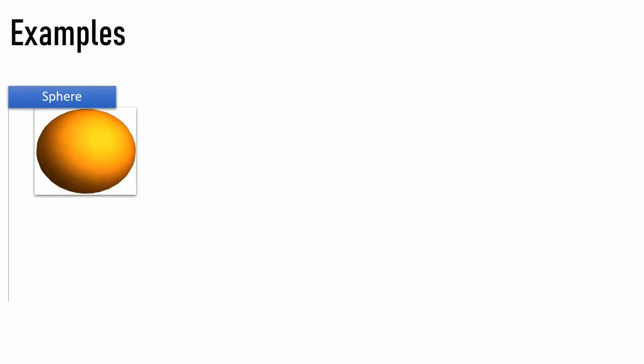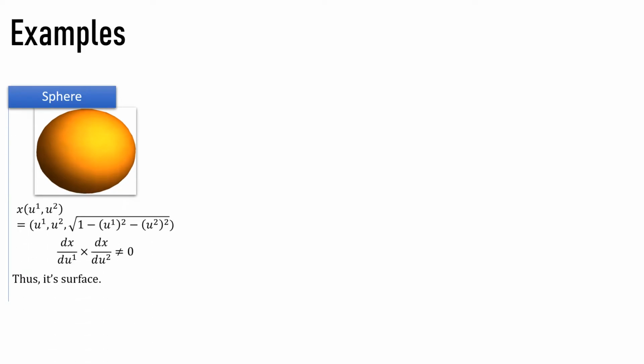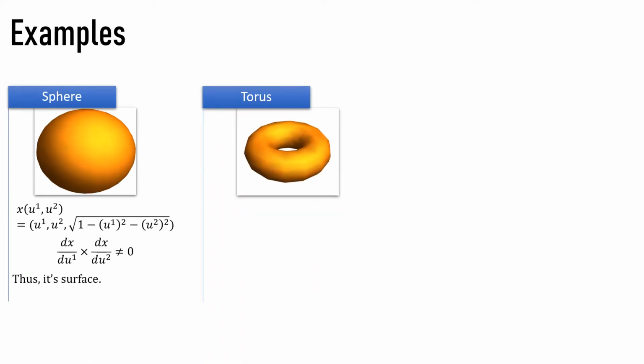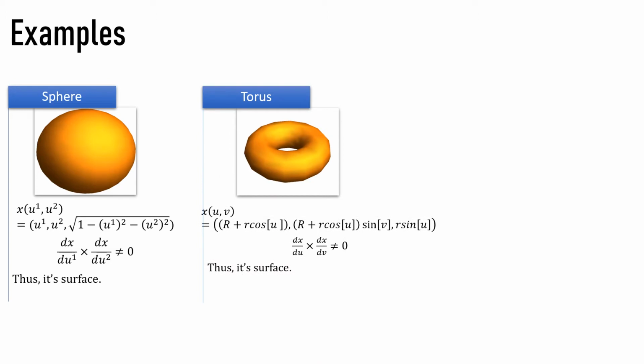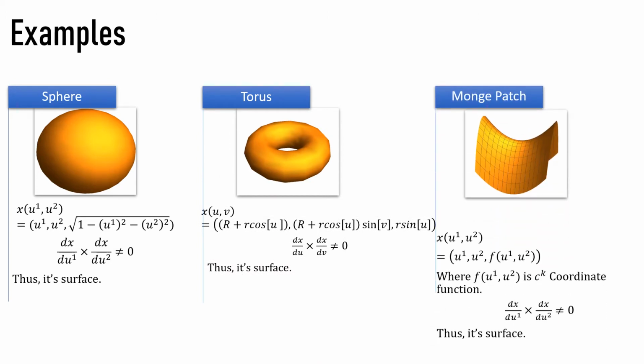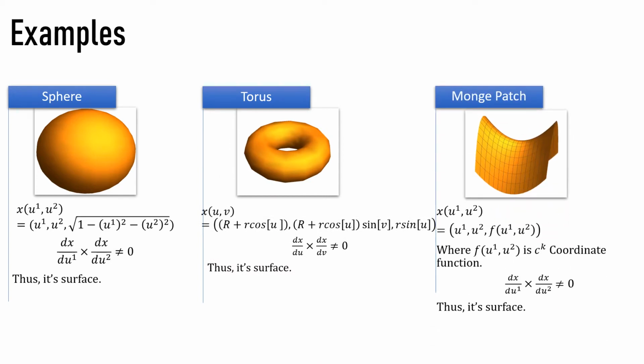Here are some examples of surfaces. The first one is a sphere, and that's a surface. The second is a torus, that's also a surface. And the third is the Monge patch, that's also a surface. If you calculate the previous definition, take the partial derivative of u1 and u2, or u and v, and cross multiply those results, then they are not going to be equal to 0.